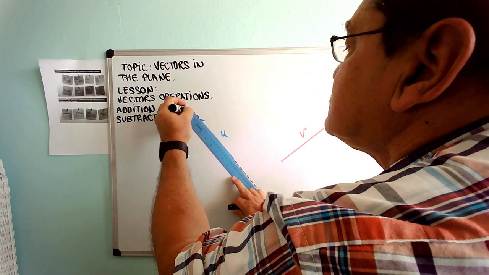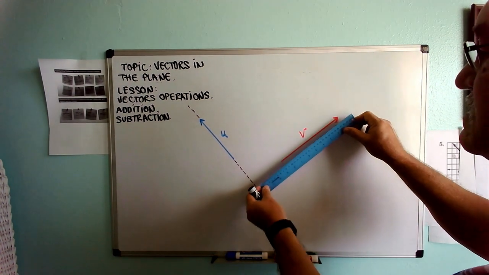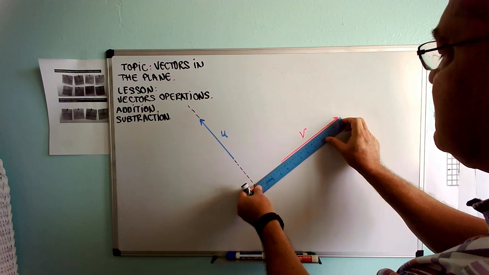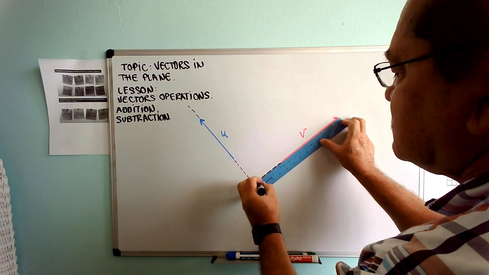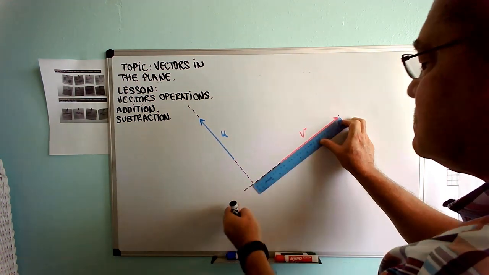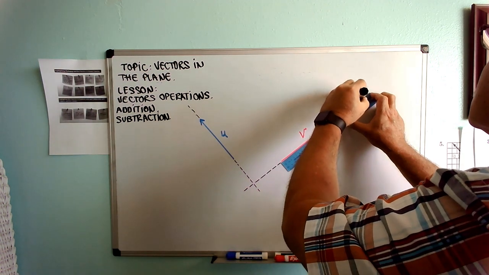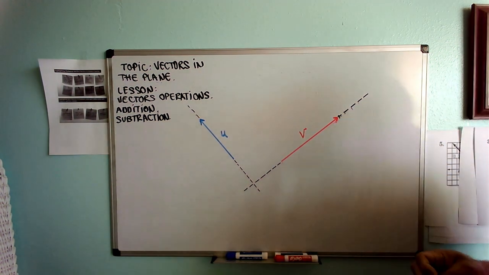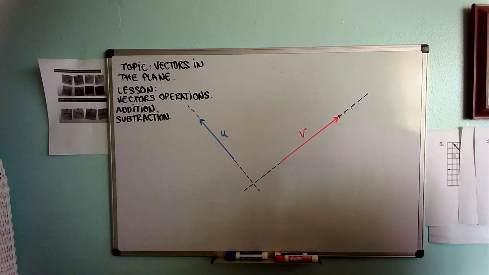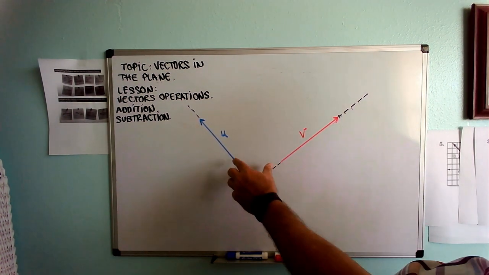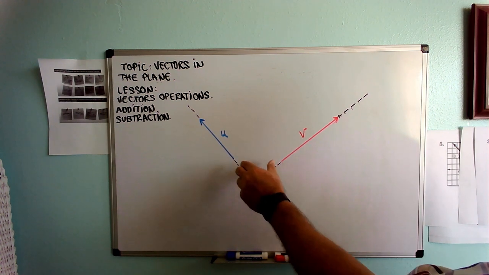A dashed line. And this is the line where the vector v lies. Now what I'm going to do next is to move those two vectors in such a way that we connect the tails. Remember, this is tail, head, tail, head. So we are going to connect the tail of those two vectors.